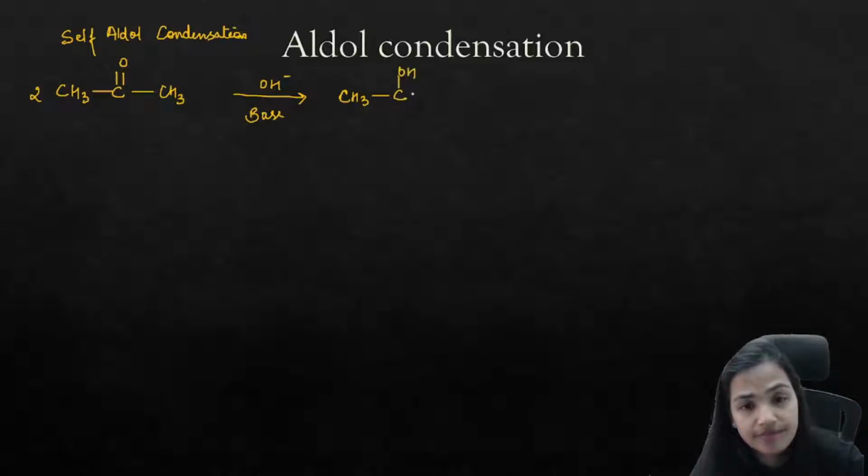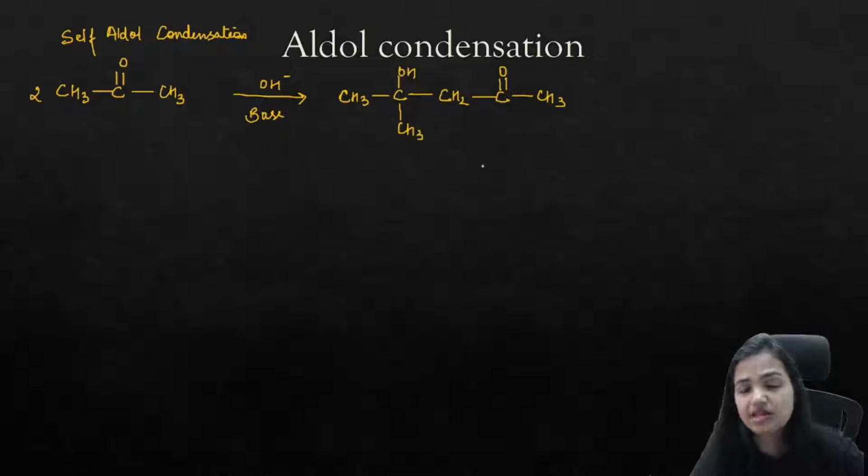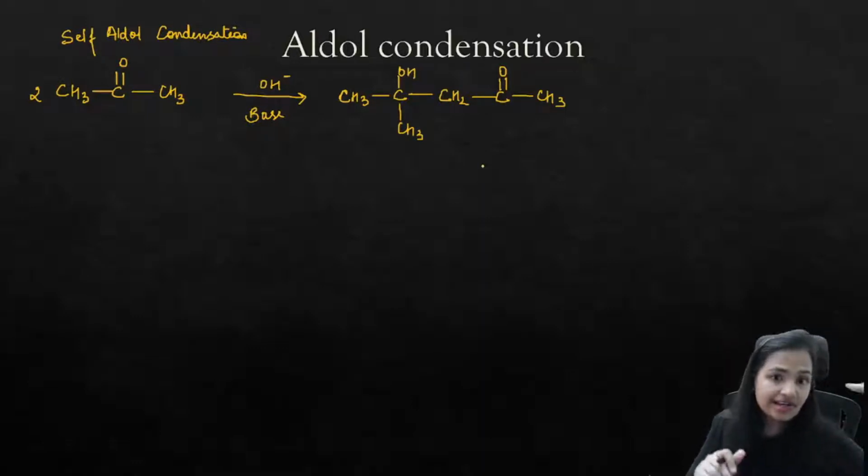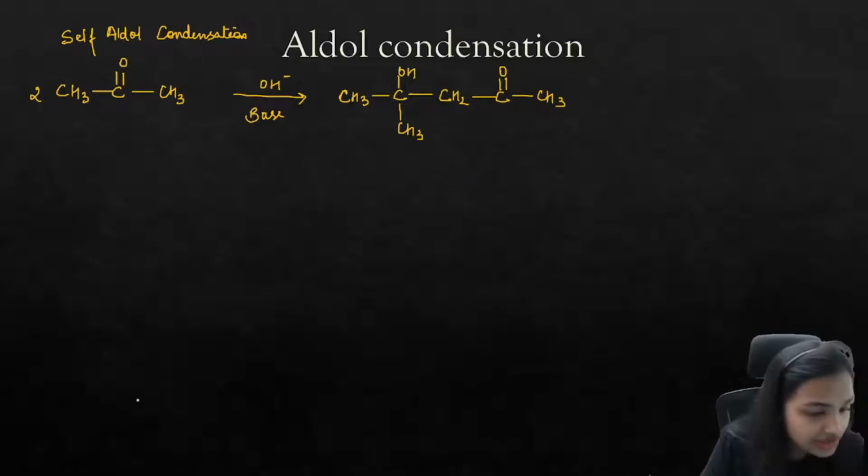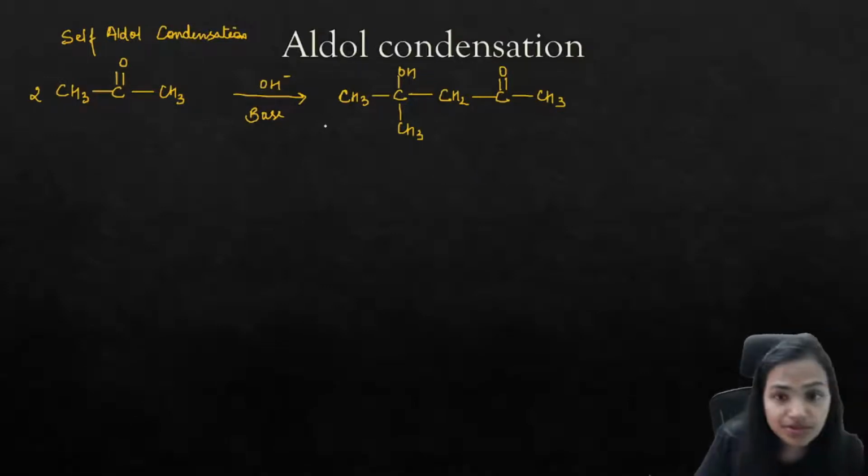COH and CH2 C double bond O CH3, something like this. So when you see this particular product, how do you know that this is aldol? When this reaction occurs, we are getting this as a product.